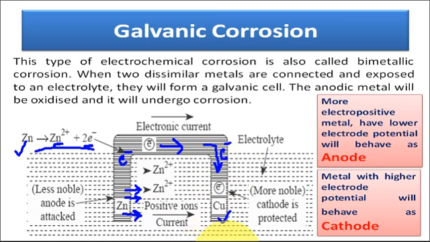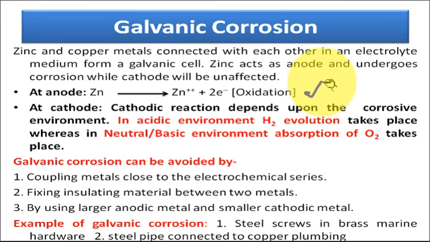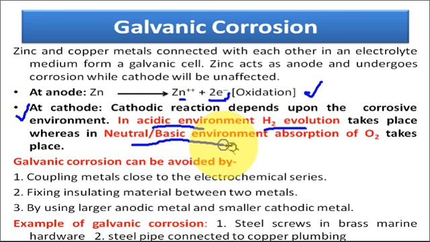So at the anode, what reaction takes place? At the anode, oxidation takes place in which zinc is converted into zinc plus 2 and the electrons are released. The electrons which are released at the anodic part get consumed on the cathode, and we know through the electrochemical theory that the cathodic reaction is dependent on environmental conditions. That means in acidic environment, at the cathode hydrogen evolution takes place, while in the basic or neutral environment, at the cathode absorption of oxygen takes place and hydroxyl ion will be generated at the cathode.